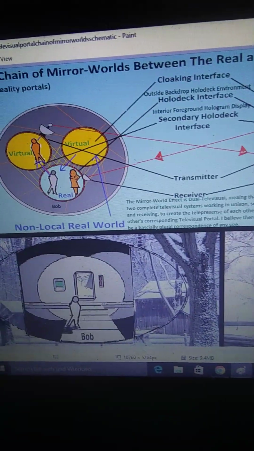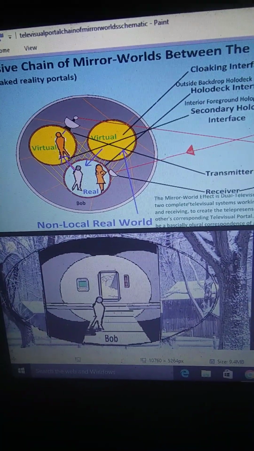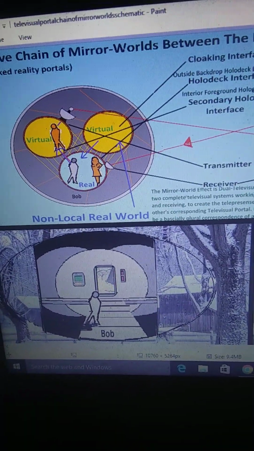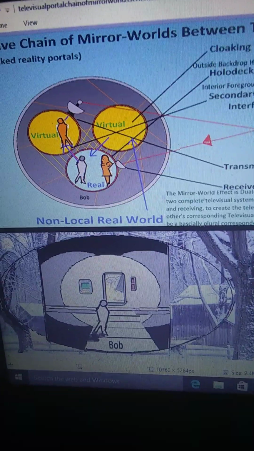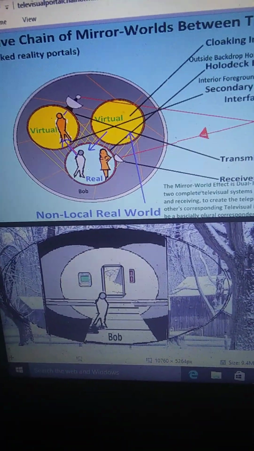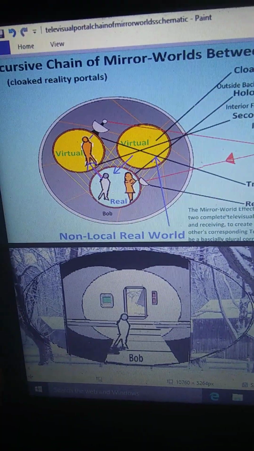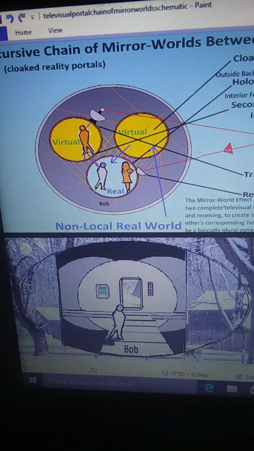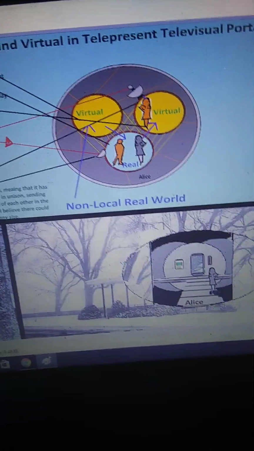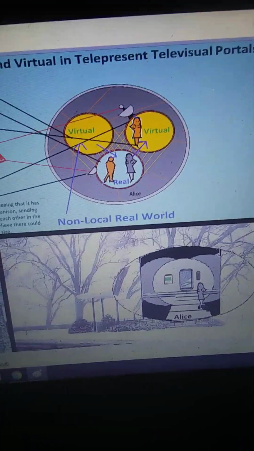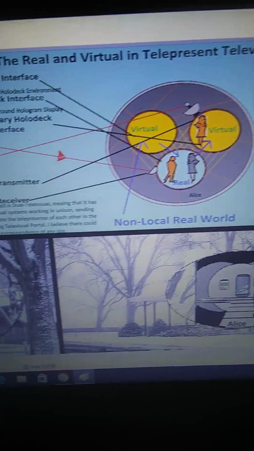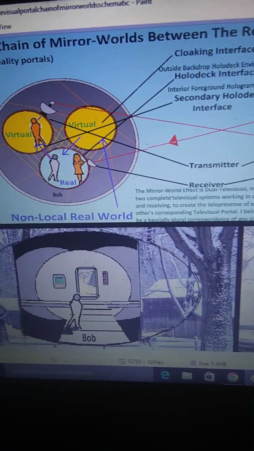It's a televised topology. From mirror world to real world to mirror world, from real world, non-local real worlds to mirror worlds, or to virtual cloaking world, to illuminated holodeck real world, to a virtual secondary holodeck that transmits over into the real world again into a real holodeck, and then gets recycled back over into the virtual, and then transmits again back into the real, and that cycle is separate unto themselves.